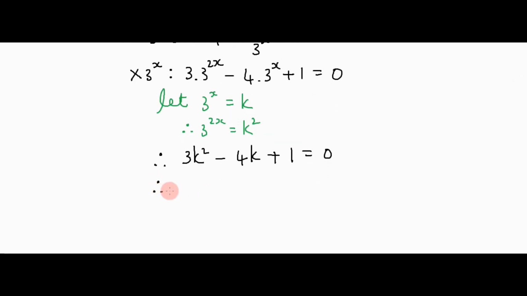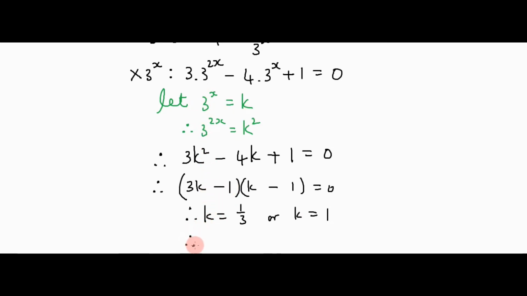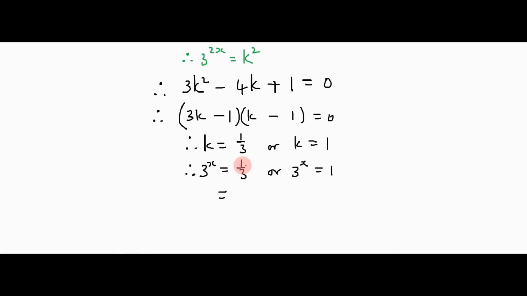Now we can factorize, and solving for k, we get k is a third, or k is 1. And now we bring back our x's. So 3 to the x equals k. So hence 3 to the x equals a third, or 3 to the x equals 1. We can write a third as 3 to the negative 1. So we have 3 to the x equals 3 to the negative 1 here.